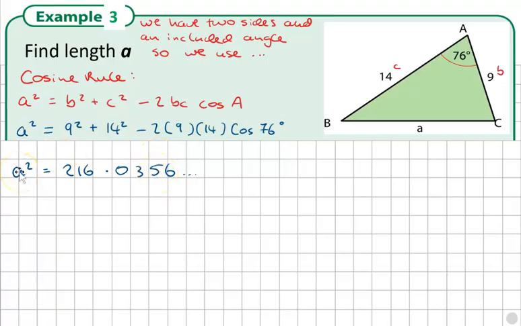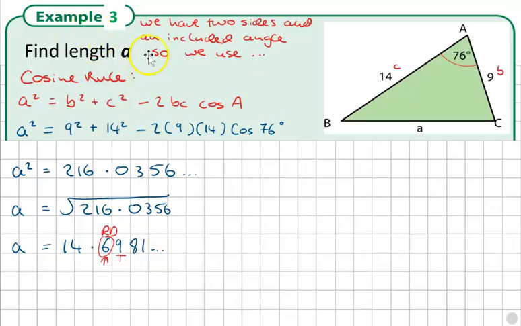So to solve for a, to get the a on its own, the squared comes over and becomes square root. And into the calculator, the square root of 216.0356 is 14.6981. So that side A of the triangle, or the length BC, is 14.6981.